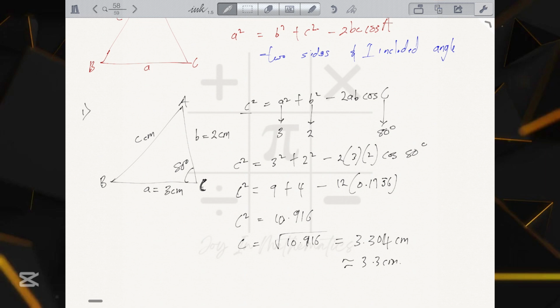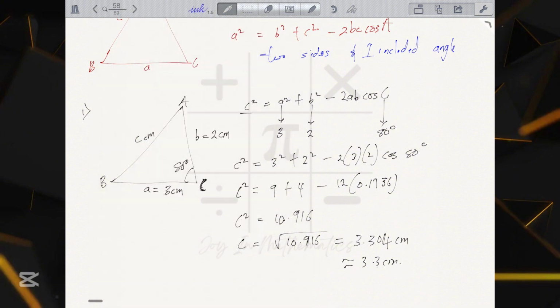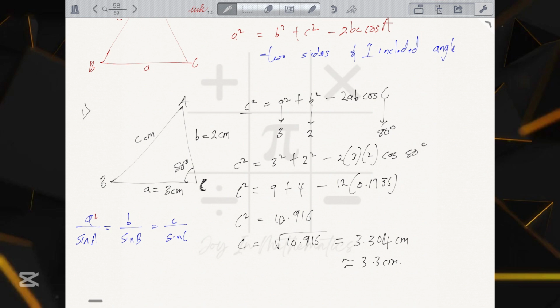Yeah, you might be asking, why can't we just solve this using sine rule? Yes, so can we actually solve it using sine rule? Let's look at it. Remember, it's the rule of sine. A divided by sine A is equal to B divided by sine B is equal to C divided by sine C. What do we have? What are we looking for? We have A to be equal to 3 centimeters. We have B to be equal to 2 centimeters. And then we have angle C to be equal to 80 degrees. We are looking for this.